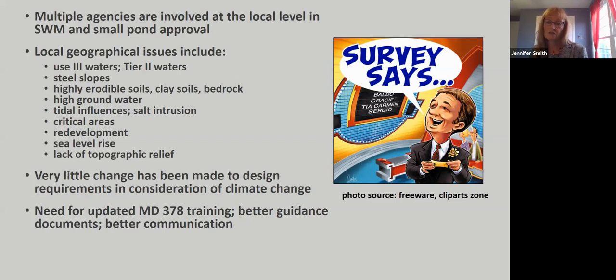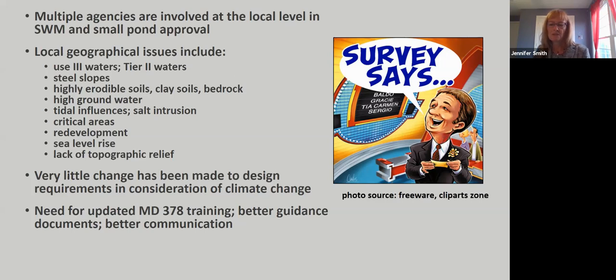What did these surveys tell us so far? Well, among other things, these surveys have indicated that for most of you responding, multiple agencies are involved at the local level in stormwater management and small pond approval. Therefore, communication between local agencies and with MDE is very important. A variety of you have local geographical issues facing you and require adaptation of design criteria.